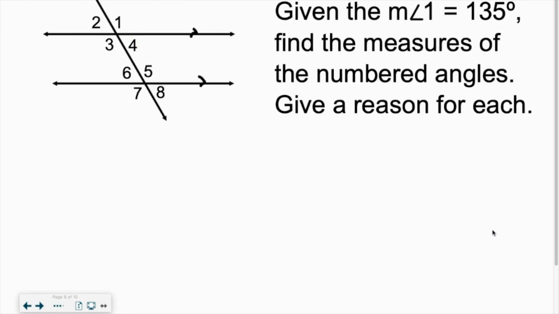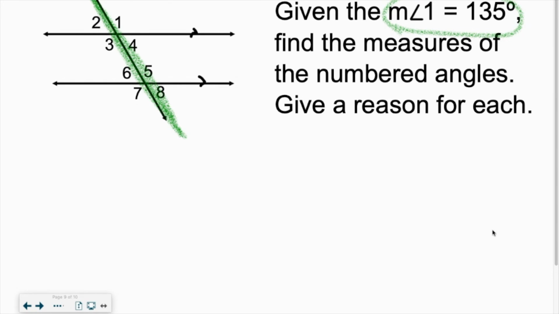We're going to do a lot of these. They're going to give you just 2 parallel lines, and then that transversal, again, that transversal being the line that's just going through it somehow. And then they're going to give you an angle up here. They gave us the measure of angle 1 is 135 degrees. Find the measure for each.